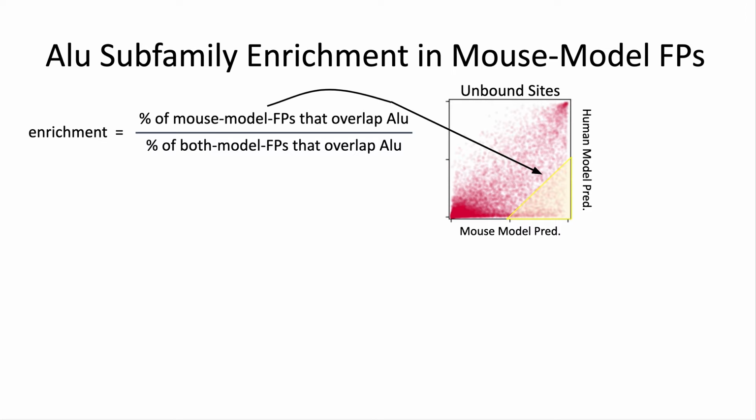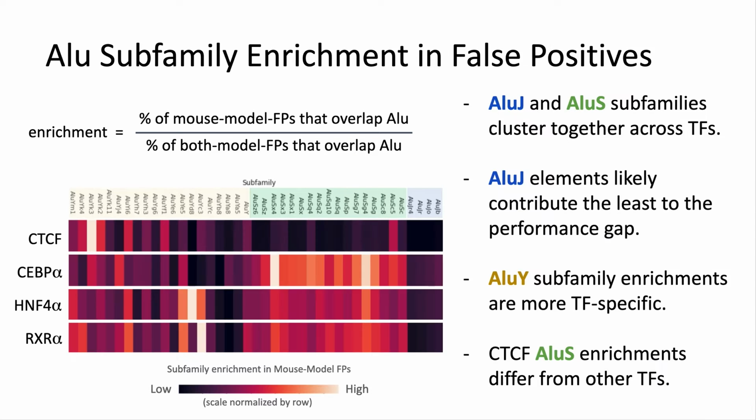And so if we calculate this enrichment score across all the ALU subfamilies and across the 4 TFs, we do see really interesting patterns emerge. So it seems like things are split between the ALU Js, the ALU Ss, and the ALU Ys. The ALU Js seem to not be very enriched, which indicates that they might not play a huge role in this mouse model false positive story, whereas the ALU Ss, with the exception of CTCF, seem to, across the board, be fairly enriched in the mouse model false positives. So there's something consistent between the sequences of all the ALU S repeats that is causing this problem.